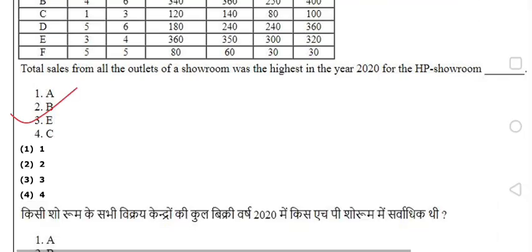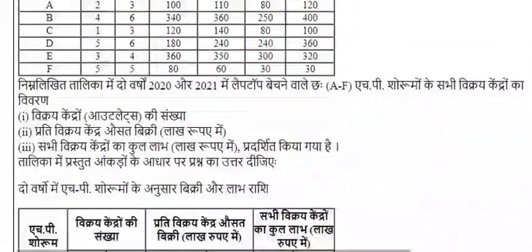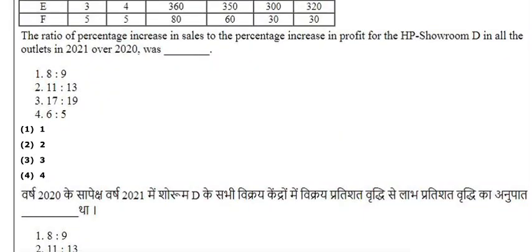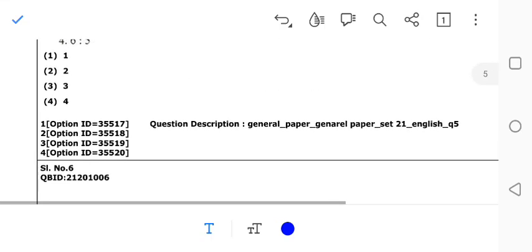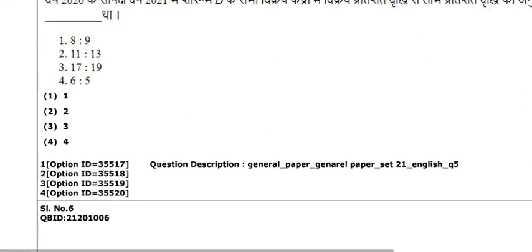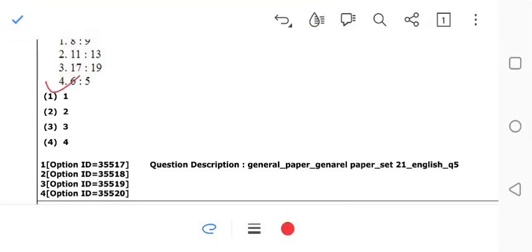Okay, next number 5 says the ratio of percentage increase in sales to the percentage increase in profit for the HP showroom D in all the outlets in 2021 over 2020 was what? 8 ratio 9, 11 ratio 13, 17 ratio 19, 6 ratio 5. It will be 6 ratio 5. Wait. 6 ratio 5 will be correct.